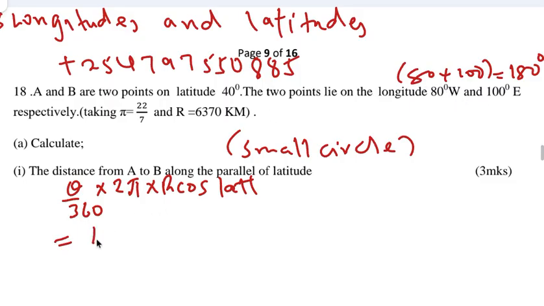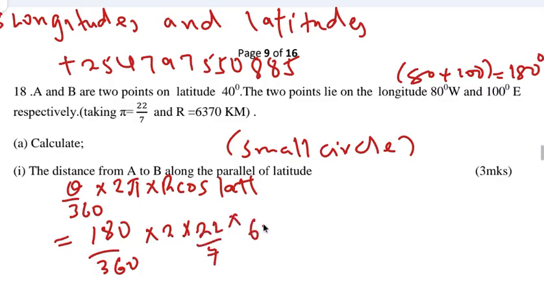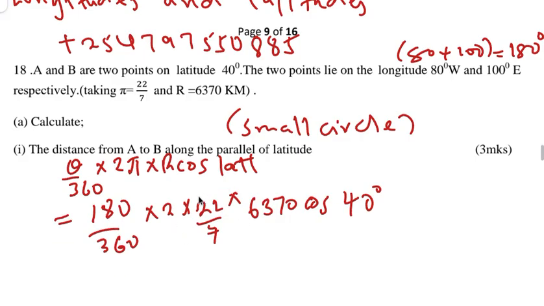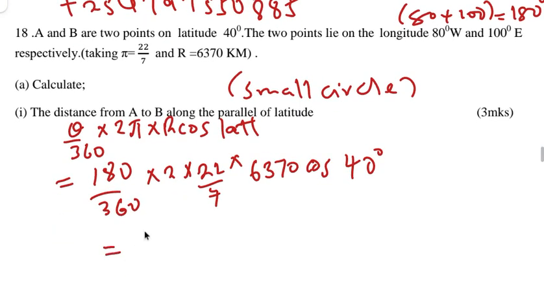So your theta is 180 over 360 times 2 times pi 22/7 times r 6370 times cos of latitude, which is cos 40. For a small circle, the formula is always given by this. So just take your calculator, press all of it together, and it will give you the answer: 15,336.21 kilometers.